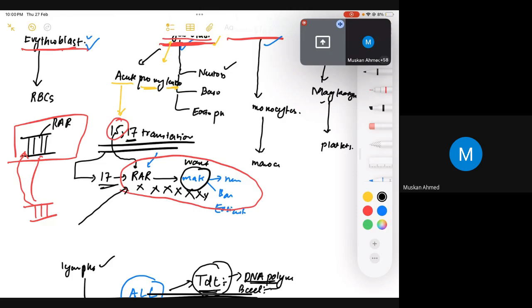If the maturation does not happen, we are going to have a lot of blasts, greater than 20%. And whenever we have greater than 20% blasts, we call it acute leukemia, and in this case acute promyelocytic leukemia. Is that clear? Yes, clear. And you are going to see MPO there. You already know that. Is that clear?